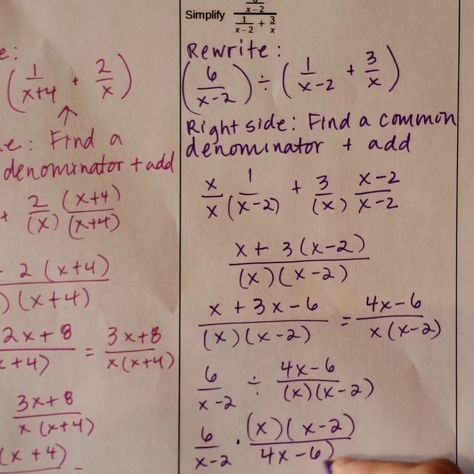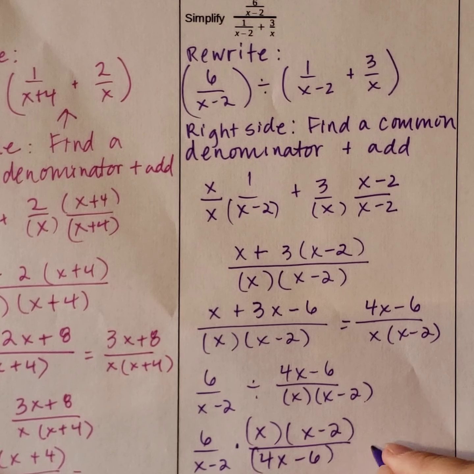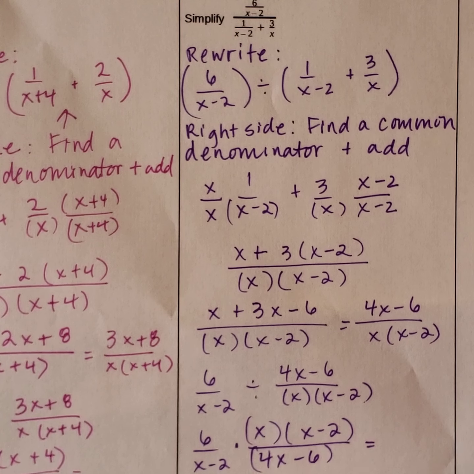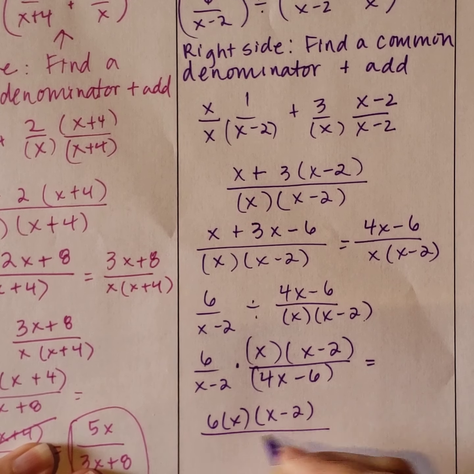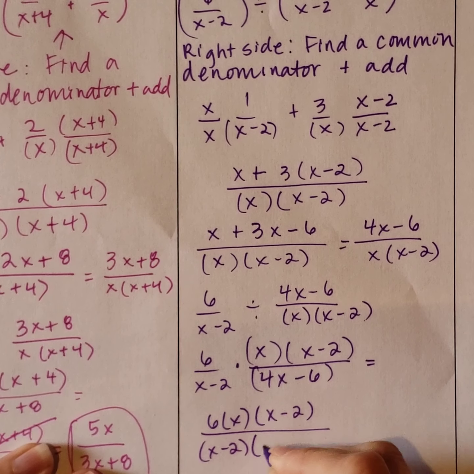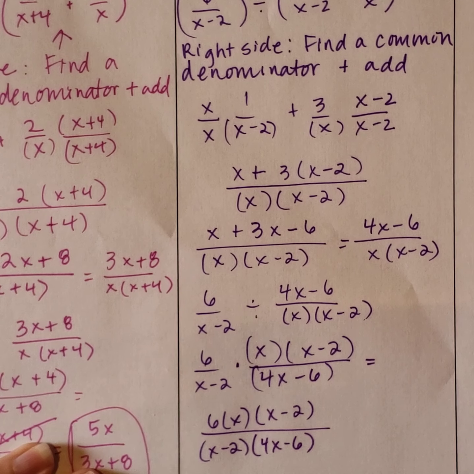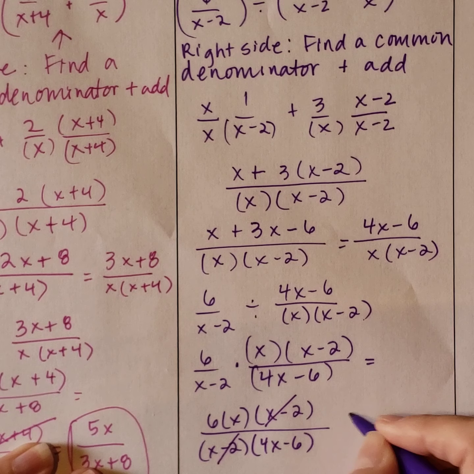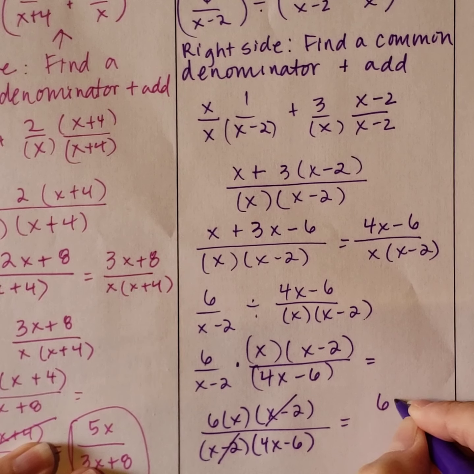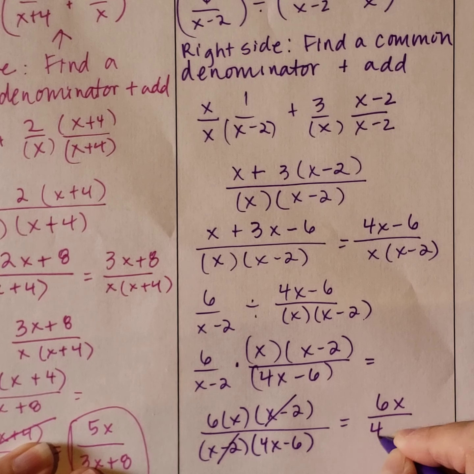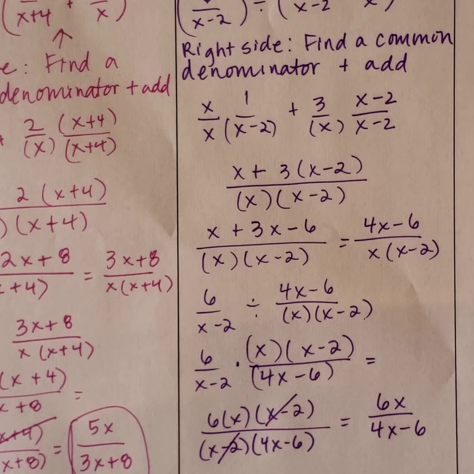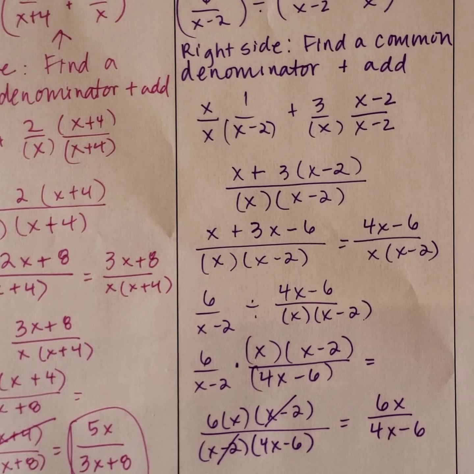So in the previous problem, we kind of smushed everything together. So we have 6 times x minus 2. On the bottom, we have x minus 2 times 4x minus 6. We have the x minus 2 that's in common both top and the bottom, so that can cancel. So now we have 6x on the top, 4x minus 6 on the bottom. We'll look at the terms. Is there anything that they have in common that we can factor out of all 3 terms?